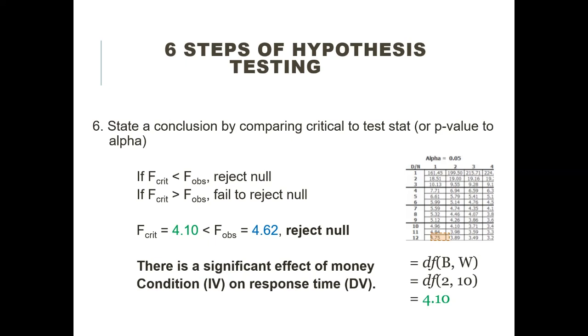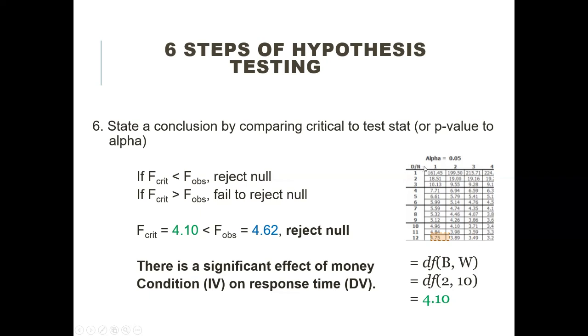So lastly, I need to state a conclusion. I'm going to compare, in this case, my critical statistic to my test stat. Alternately, if you have a p-value that you have calculated, you would compare that to your critical value. And so if you remember from the last lecture, we talked about how to find your F critical using an F table. And so you need your 2 different degrees of freedom. That's why we report them. You need your degrees of freedom between and within.